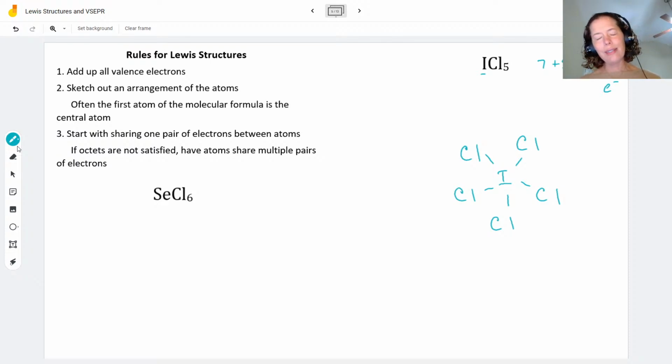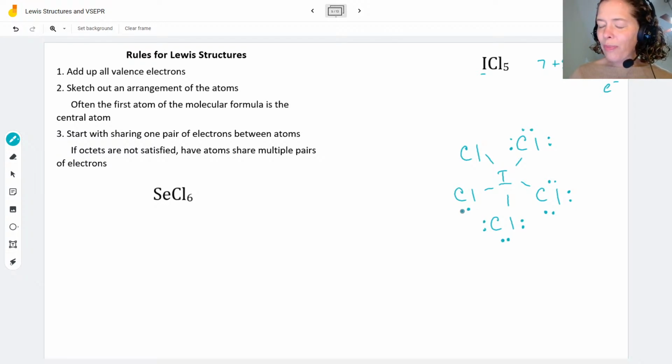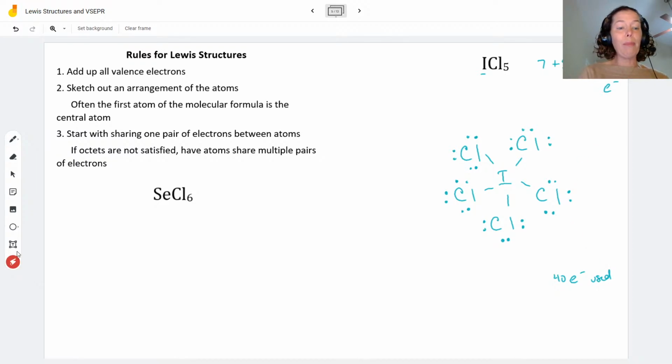Let's put some electrons in and let's see if we need to expand this octet anymore or if we're good. Okay, so 2, 4, 6, 8, 10, 12, 14, 16, 18, 20, 22, 24, 26, 28, 30, 32, 34, 36, 38, 40, but I've got to use 42. Okay, so I need to make myself a note. I have used 40 electrons. I still have 1 more pair.